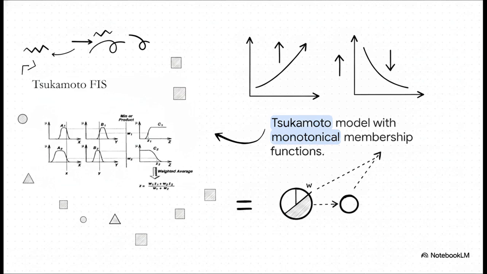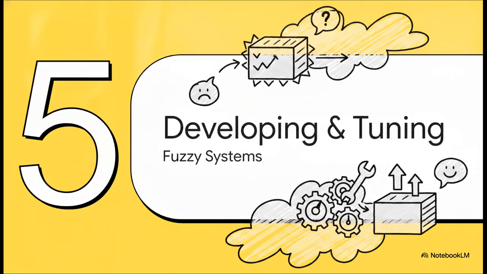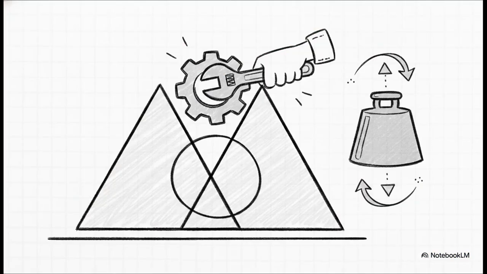Finally, we hit the shop floor in Section 5, Developing and Tuning Systems. You've built your expert system, encoded your sets, written your rules, but what happens when it simply underperforms? Well, you have to tune it. Think of this as your mechanics checklist for tuning a fuzzy system. You can redefine the ranges of your variables or revise the physical shapes of your sets.